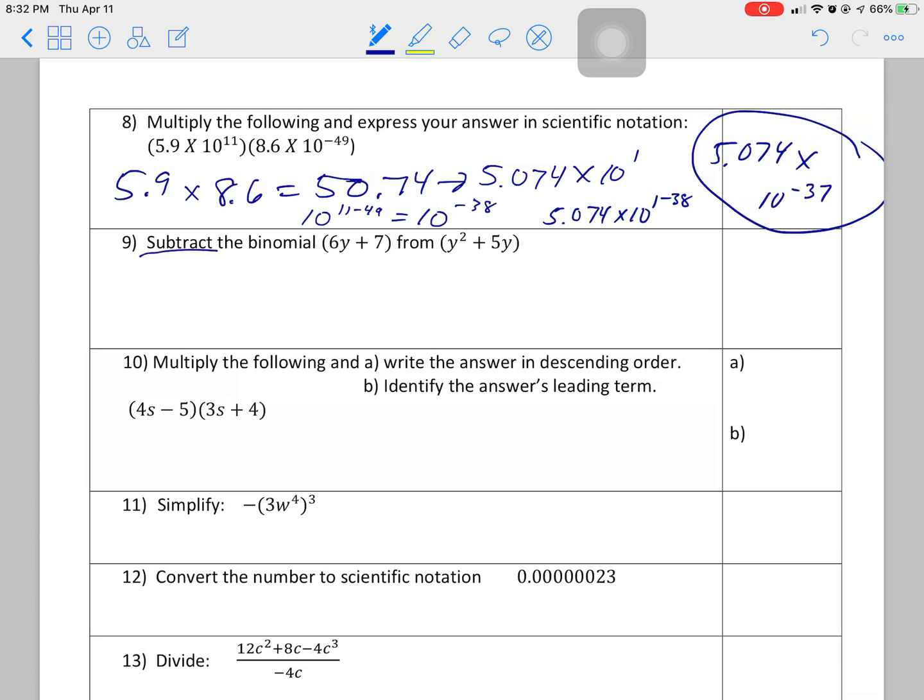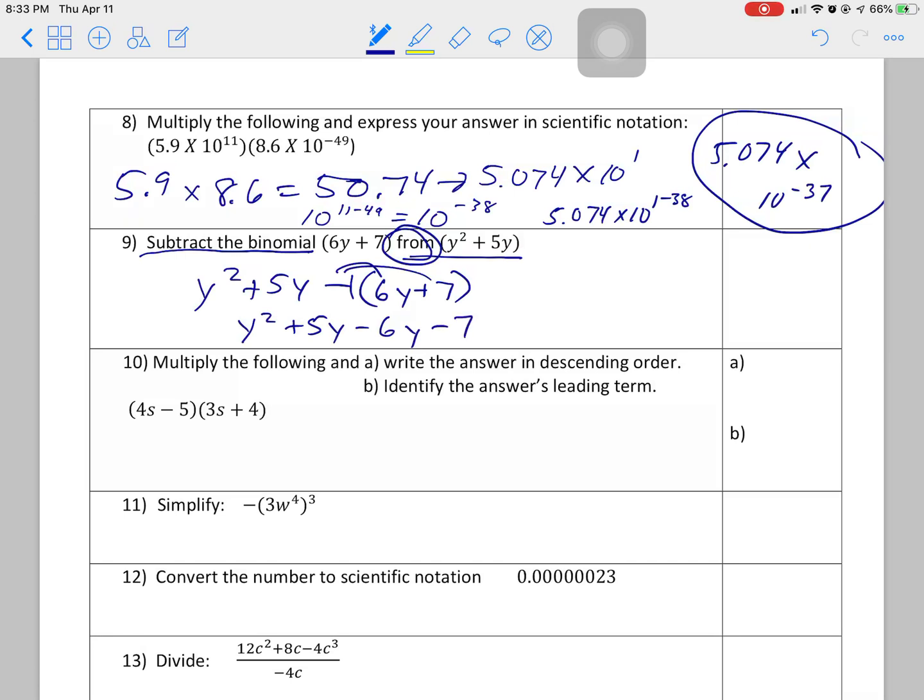All right, subtract the binomial from that binomial. From, keyword, out of order, y squared plus 5y minus 6y plus 7. Distribute that negative. Y squared plus 5y minus 6y minus 7. Add like terms. These are like terms. Final answer, y squared minus y minus 7.